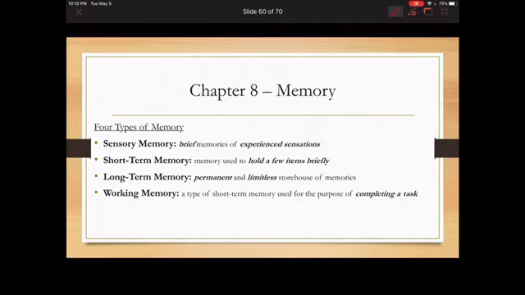Short-term memory, you can hold a few items briefly for a number of minutes. Long-term memory is permanent, and we have not found a limit to it. That's important. We have not found a limit to long-term memory. So theoretically, if you put enough effort into it, you can memorize the entire dictionary or something crazy like that. And then working memory is a type of short-term memory for the purpose of completing a task. Your working memory kind of draws from your long-term memory and incorporates information into your short-term memory.